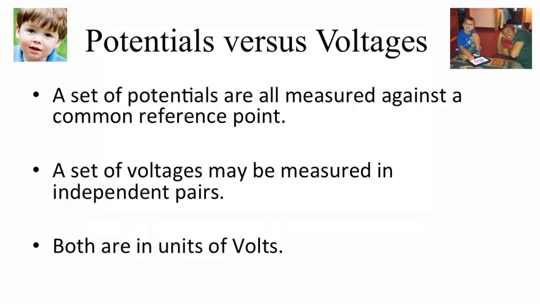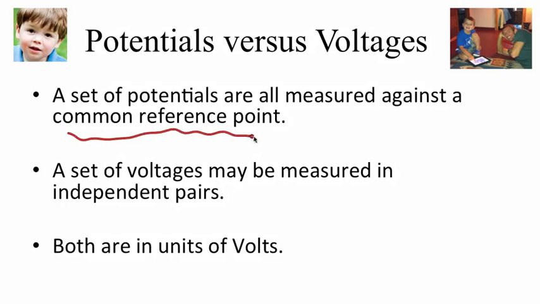The confusion comes up when people begin to talk about a set of potentials as compared to a set of voltages. In other words, you've got a list of numbers. And what do you make of this list of numbers? So a set of potentials, people call it that, if all of the measurements are against a common reference point.